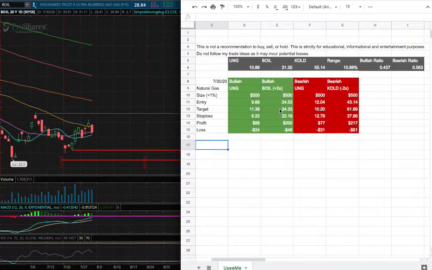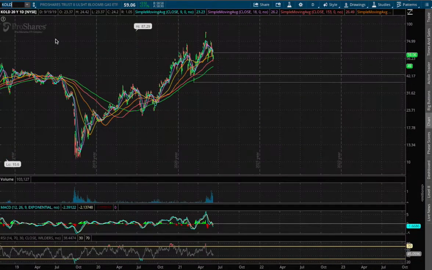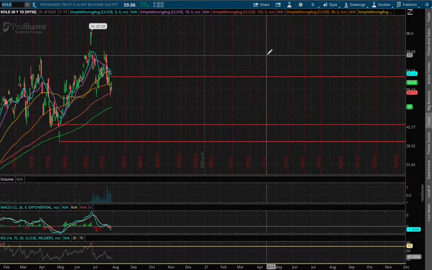I'm going to sell it at $34.33. So much higher, fairly close to where we encountered resistance back on July 7th. And my stop loss for my long position will be around $22.19, and that is slightly below where we made all-time lows for BOIL.